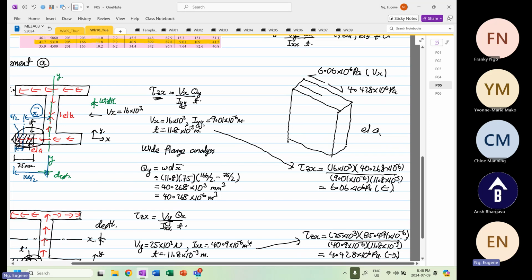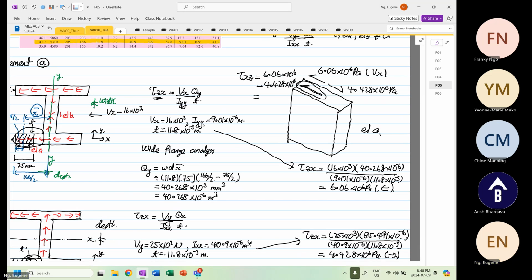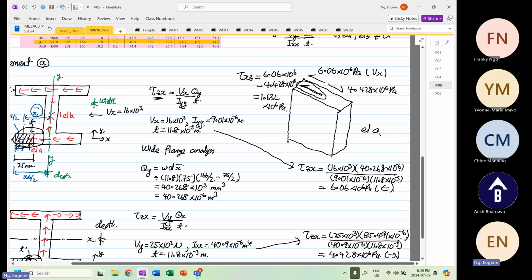right? So the actual shear over here, shear xz, will be equal to, this is the direction we know that will be dominating. So it's 6.06 times 10 to the power 6 minus 4.428 times 10 to the power 6. Whether it is plus or minus, I've drawn this direction to be positive. So this is equal to 6.06 minus 4.428. So it's 1.632. Our shear is at 1.632 times 10 to the power 6 Pascal. Okay. So that is for element A.